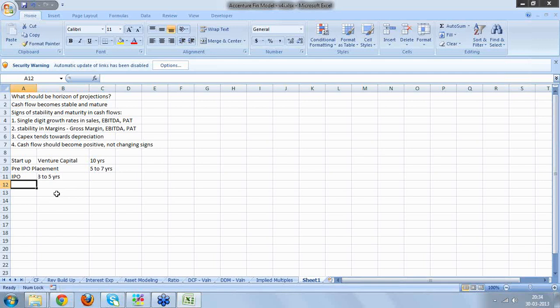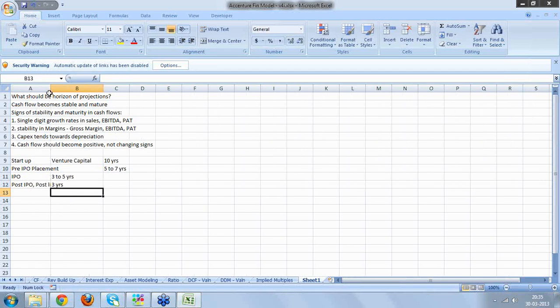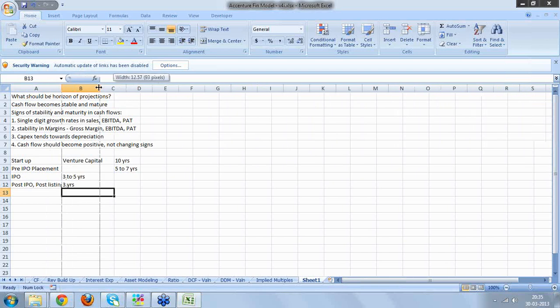Once the IPO is done and the company has got listed, the company will slowly move towards the stability phase. So post IPO, post listing, you will see that most of the research houses which are covering the companies are making projections only for 3 years. That is also good enough. So in case of Accenture, we could have made the projection only for 3 years and applied a terminal growth rate. Even that is the right method because it's a very stable company.